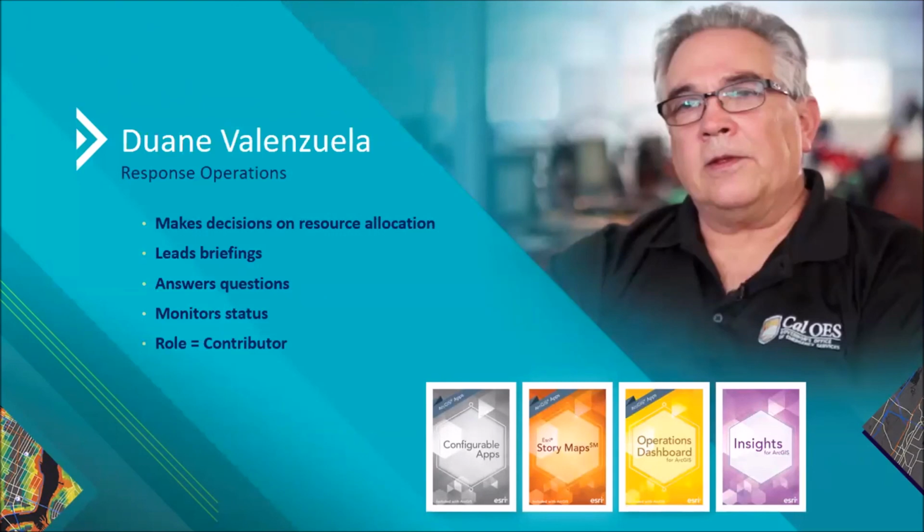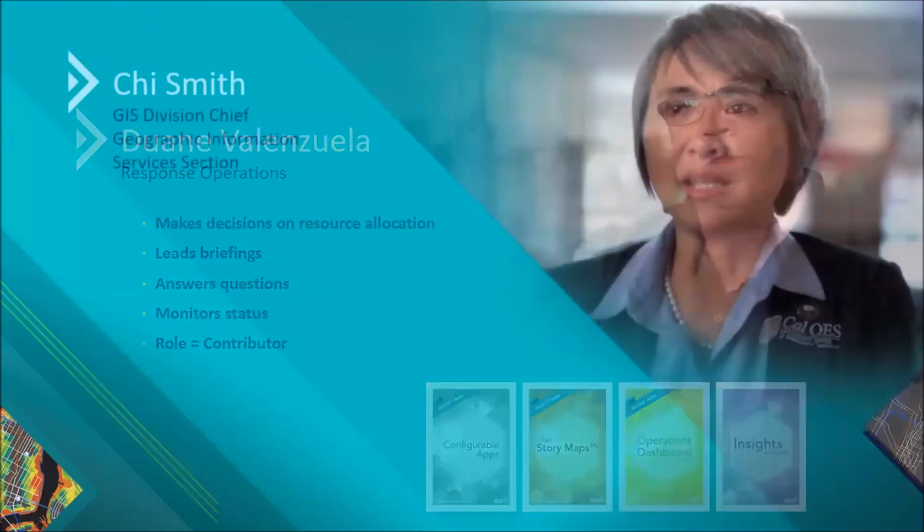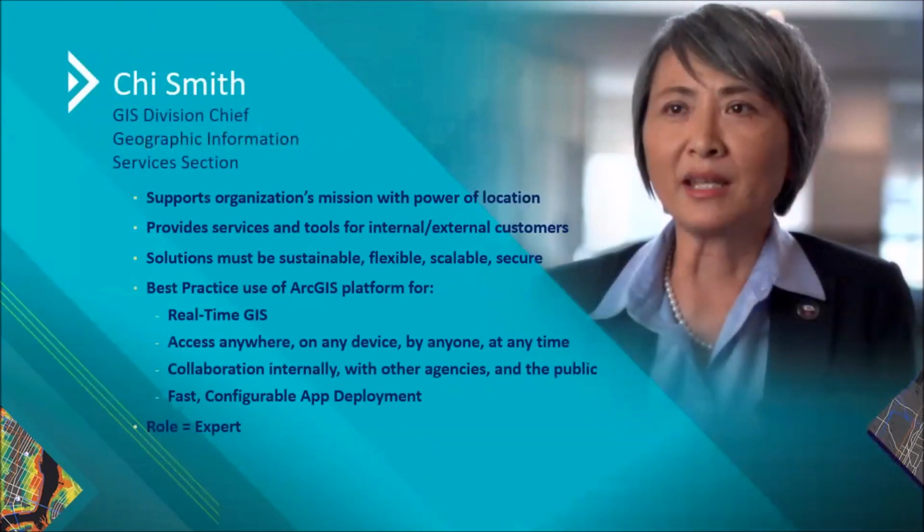And the apps that Dwayne would utilize are the same as Dan: configurable apps, story maps, operations dashboard, and Insights for ArcGIS. So the last staff member that we're going to be looking at is Chai, and she is the GIS division chief for the Geographic Information Services section, and her ArcGIS user role will be considered an expert. So Chai is an expert user role and supports the organization with the power of location through the provision of services and tools for internal and external customers.